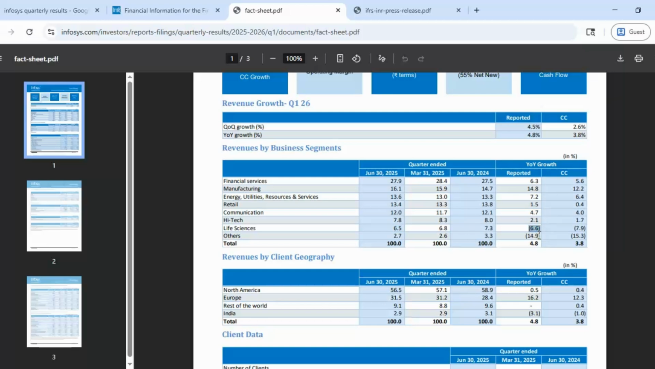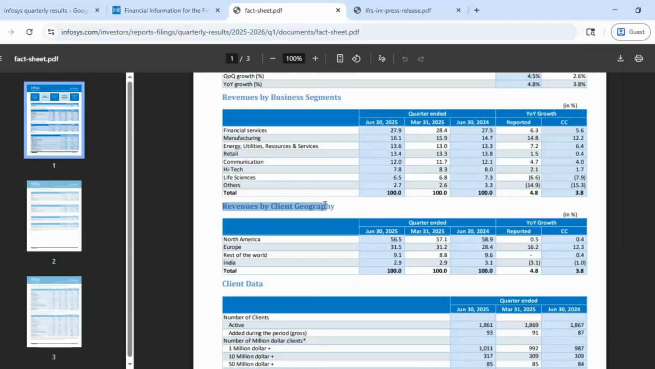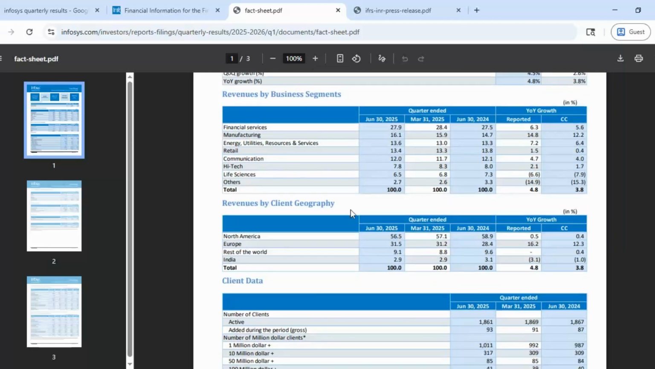So if you are in a domain which is in high demand, then you are good. If you are in a domain which is not in high demand, there is a risk. As you can see, life science is actually declining, so you need to consider that. Now also see the revenue by client geography. This is very important.